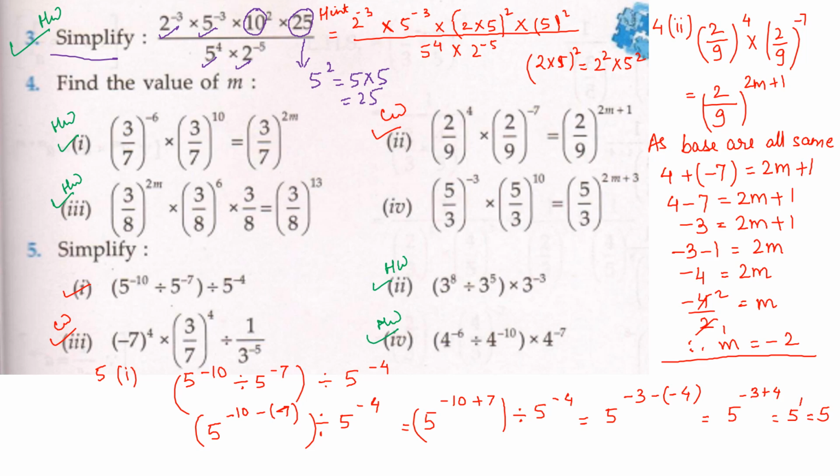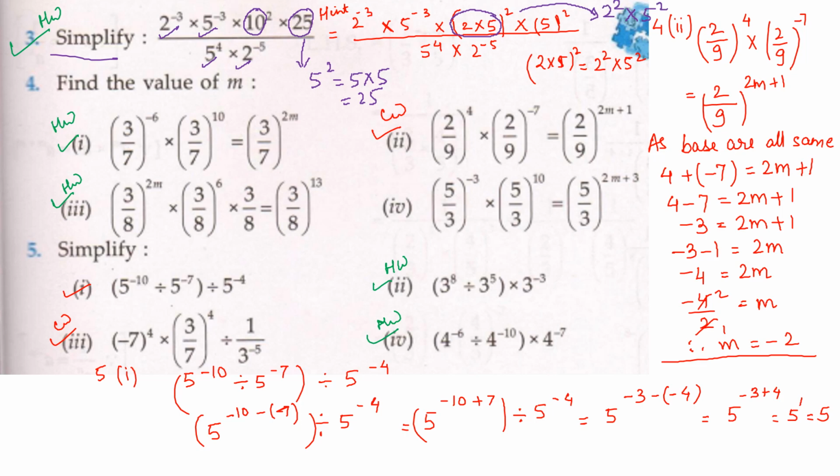And 10 can be written as what? 10 can be written as 2 into 5 to the power 2. And this is already explained in the first slide. It means 2 into 2 to the power 2 into 5 to the power 2. So hints are given to you. Now you should try to solve it and find the answer.